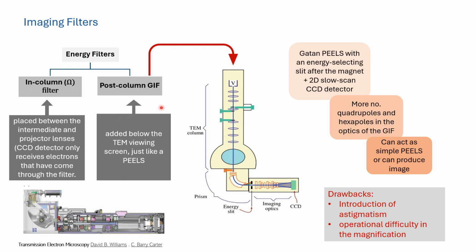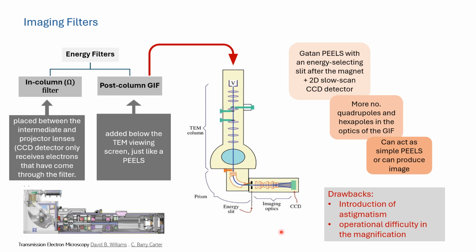The post-column GIF is added below the TEM viewing screen. This is the post-column GIF, which is actually a PEELS with an energy selecting slit after the magnet and a 2D slow scan CCD detector rather than a 1D PDA or photodiode array. Compared to a standard spectrometer, there are many more quadrupoles and hexapoles in the optics of the GIF. The slit has two functions. Either it can project an image of the spectrum onto the CCD, or it can compensate the energy dispersion of the magnet and project a magnified image of the specimen onto the CCD.